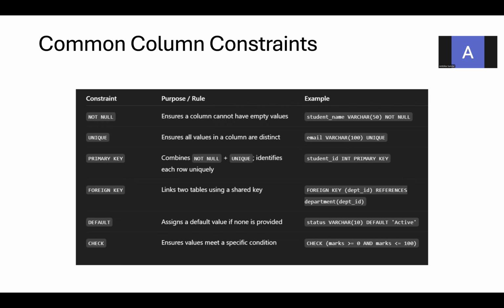Check ensures values meet a specific condition. So I am going to check with this condition: marks greater than 0 and marks less than or equal to 100. So when I create the table, for that marks column, I am going to give the check constraint. Whatever marks I enter should be greater than 0 and less than or equal to 100. So during table creation itself, it is going to check the condition on the marks column.